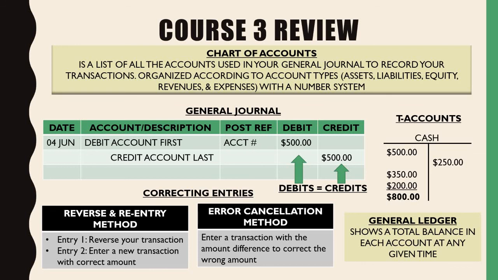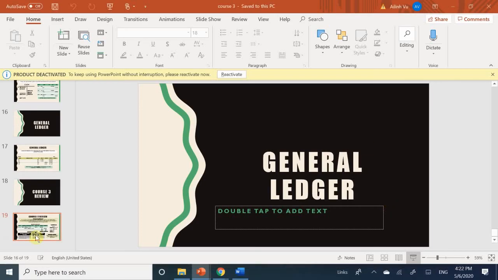Here's an example of what the general journal looks like, right? And then understanding the two correcting entries when you write your journal. You have two ways: the reverse and re-entry method, and the error cancellation method, right? Here's a little snapshot of what a T account looks like, and then again, the difference between a journal and the ledger. All right. And that concludes chapter 3 for you.